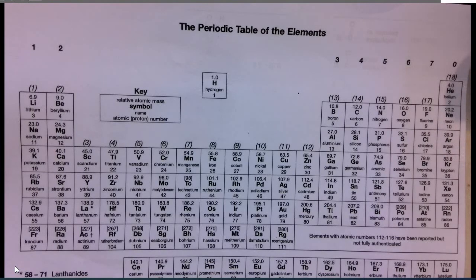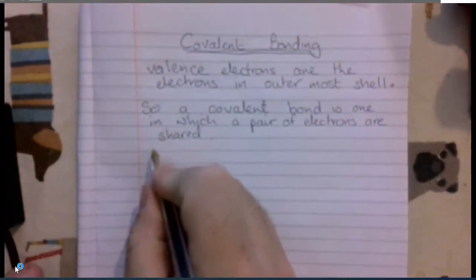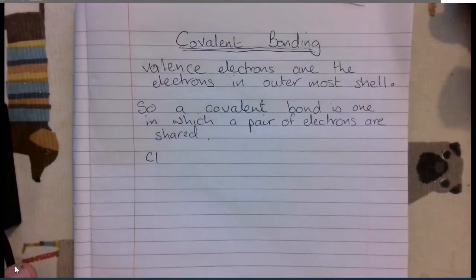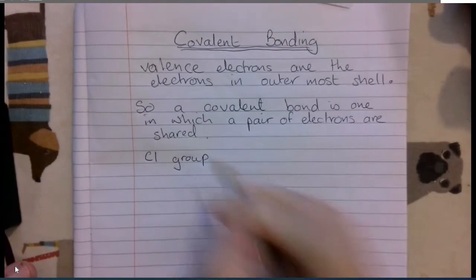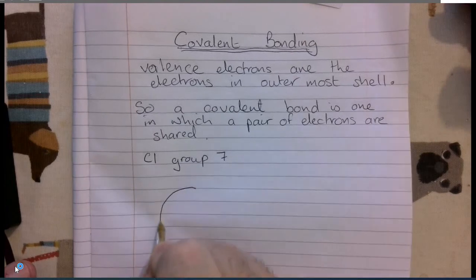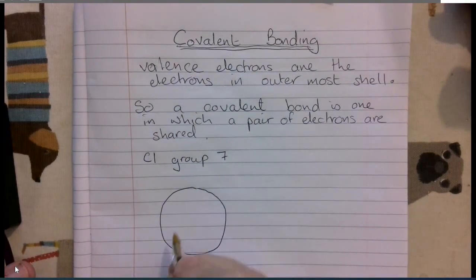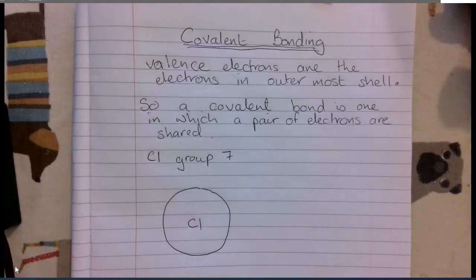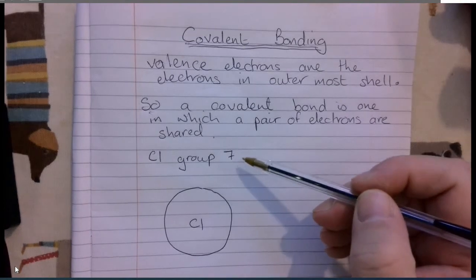Now, let me talk about that a bit clearer. I'm going to move this off, and I'm going to talk to you about chlorine. Chlorine, Cl, is in group 7. That means if I'm going to draw the outside shell, I draw a circle. I can put Cl in the middle to identify that it's chlorine. And because it's in group 7, it's got 7 electrons.